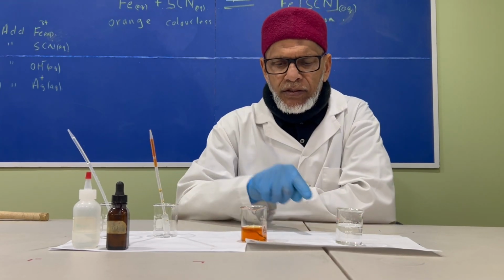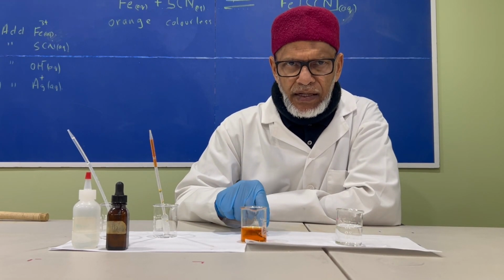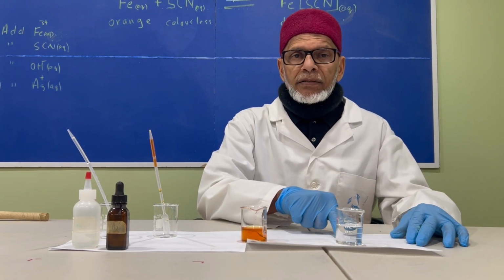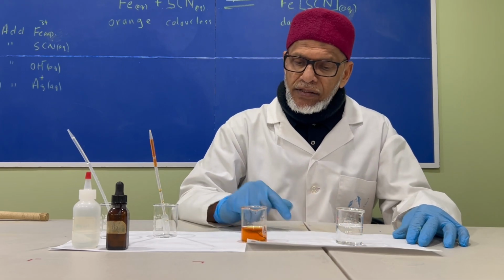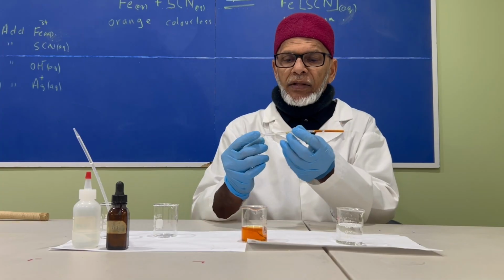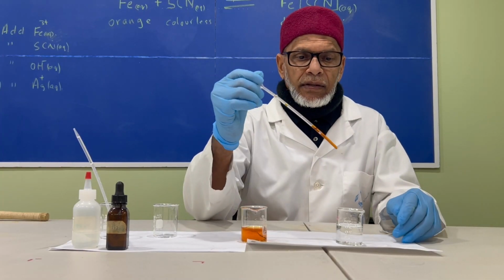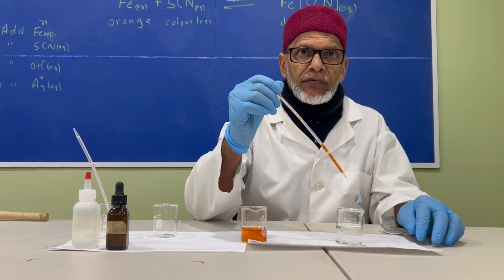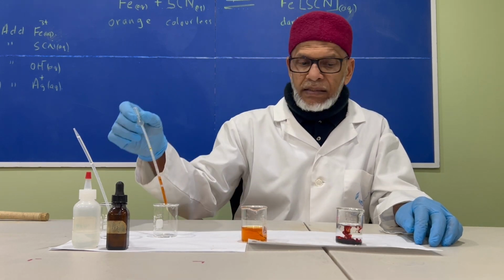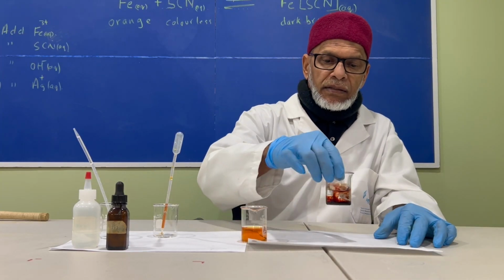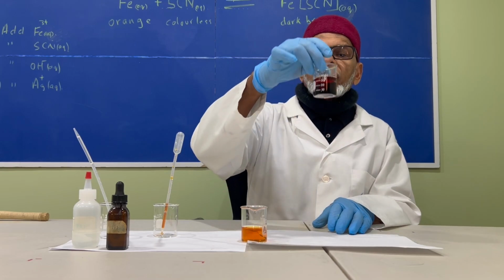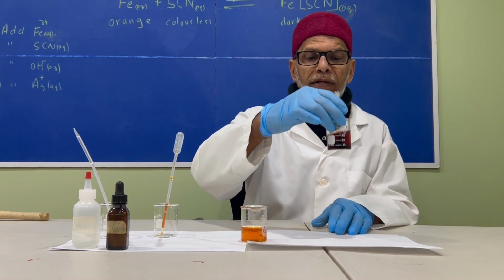So these are the two solutions that we'll mix together to create our equilibrium mixture. This is colorless potassium thiocyanate, and this is orange looking color iron 3 nitrate. So we'll take a little bit of the iron 3 nitrate and drop it into this solution of potassium thiocyanate and observe. You can see that immediately a dark brown looking solution is formed. So here is our equilibrium mixture.